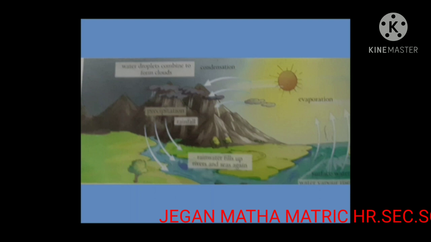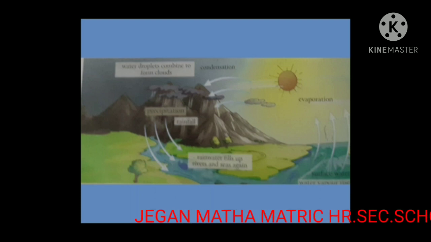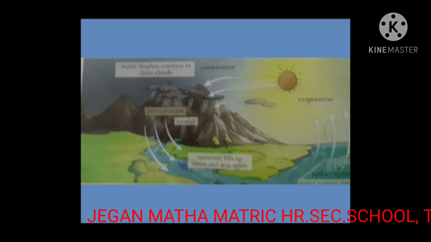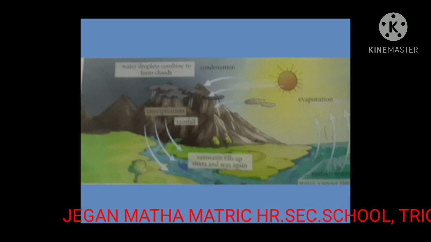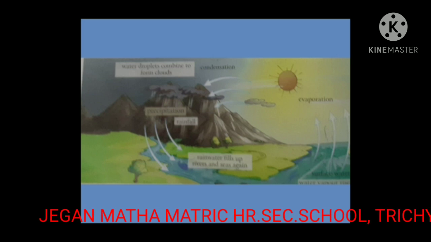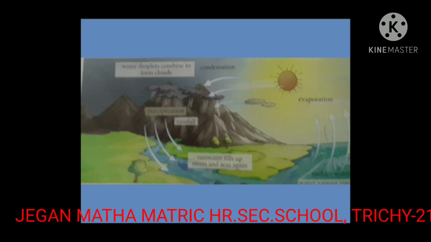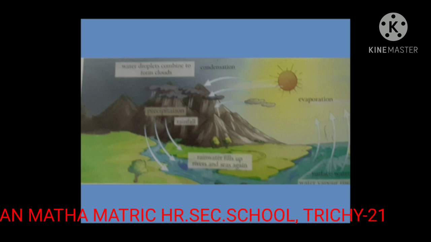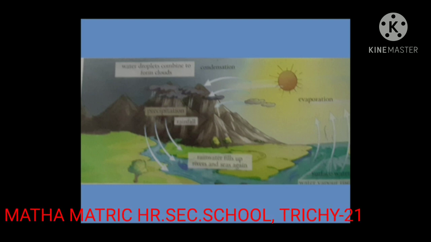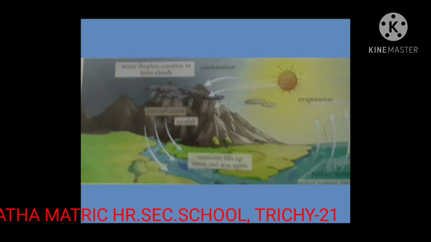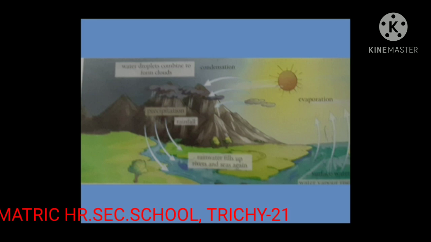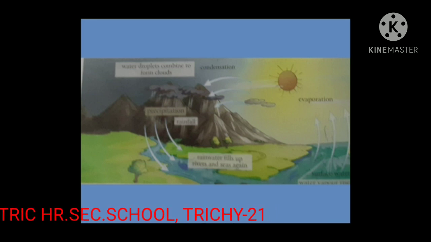In the process of water cycle, the water from the oceans, rivers, ponds and seas gets heated by the sun's heat and changes into vapor. This process is called evaporation. This water vapor rises up in the air. On cooling, it changes into water droplets, which then come together to form clouds. This process is called condensation.